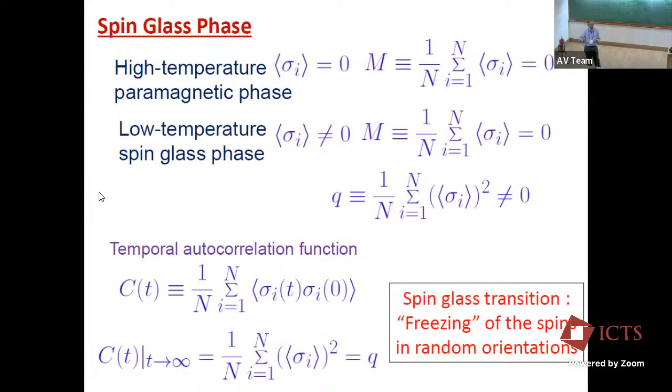As I go from one side to another, in some cases I'll see a positive value of sigma average. In other cases we'll see a negative value of sigma average. And on the average, this will be equal to zero.